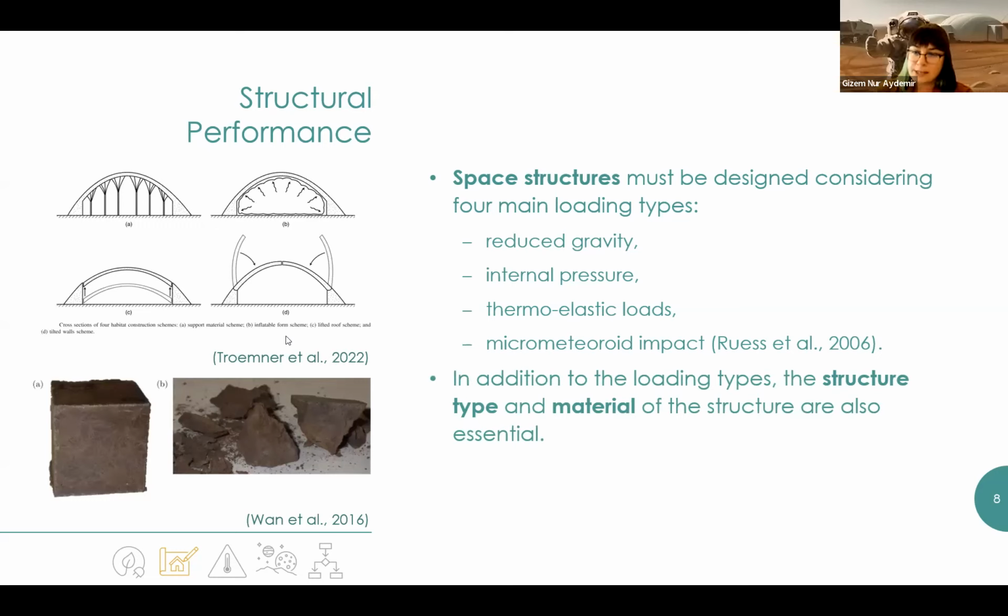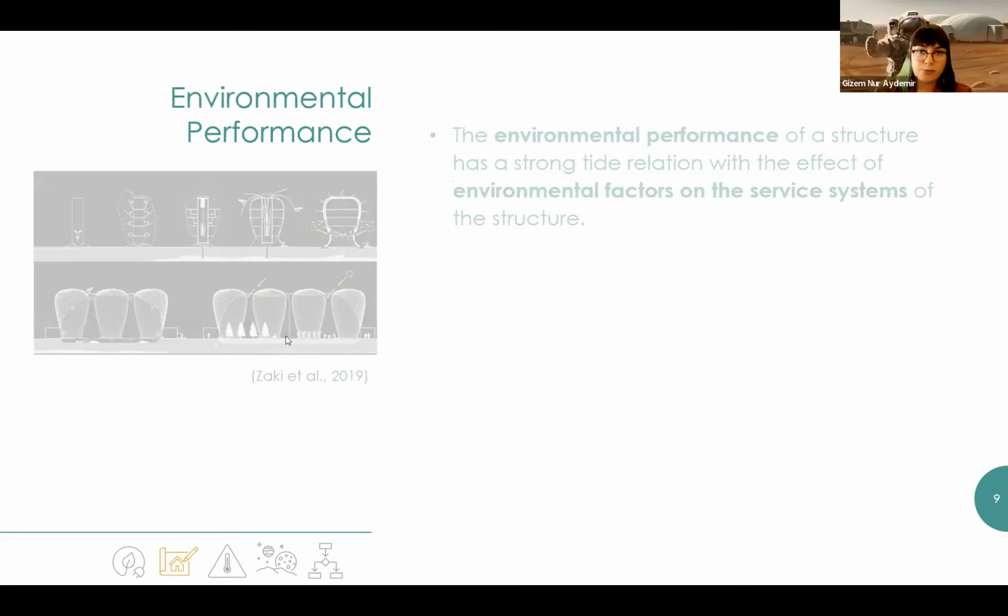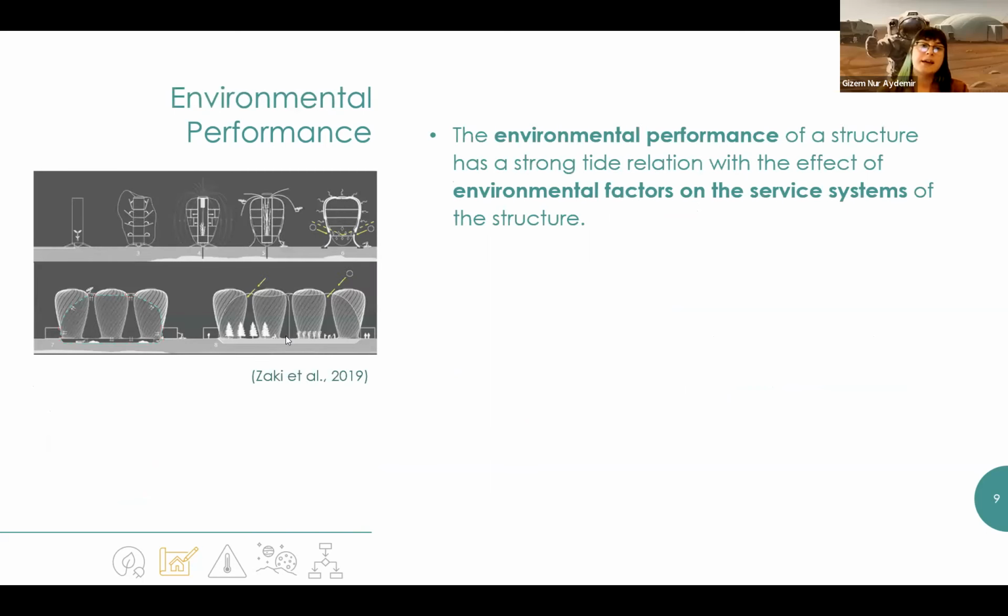To propose a solution to that problem, the structure type and material of the structure are essential. For this reason, different types of structures were made, and among those studies, inflatable structures have become more prominent than the other ones. Additionally, using in-situ materials such as Martian regolith and its combination is another prominent solution for the material selection. And the environmental performance of a structure has a strong relation with the effects of environmental factors on the service systems.